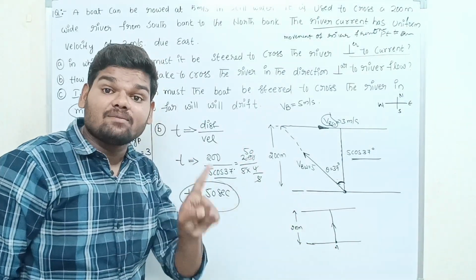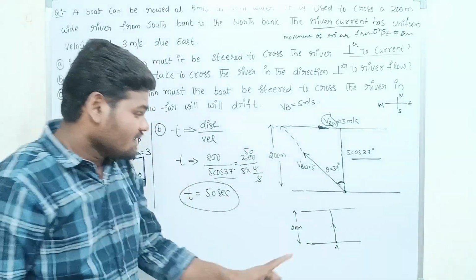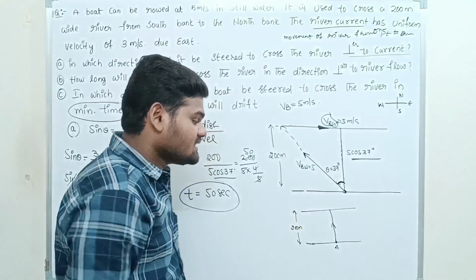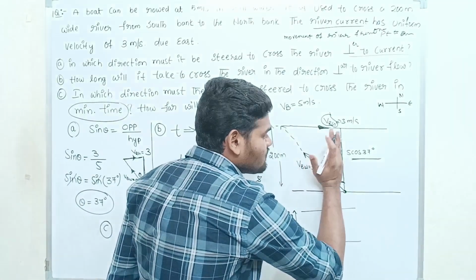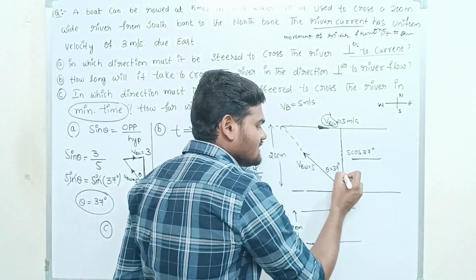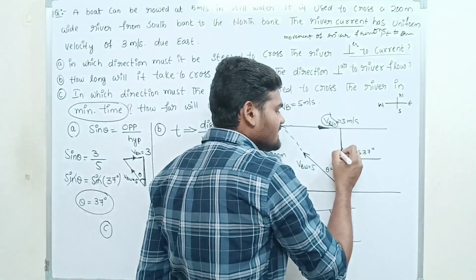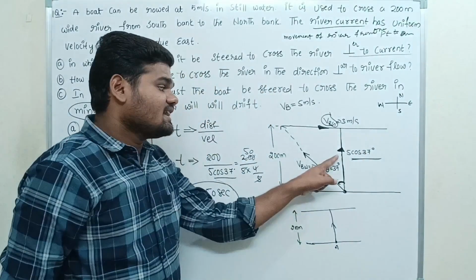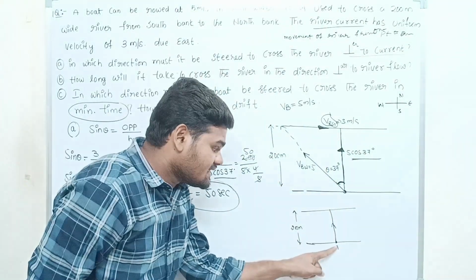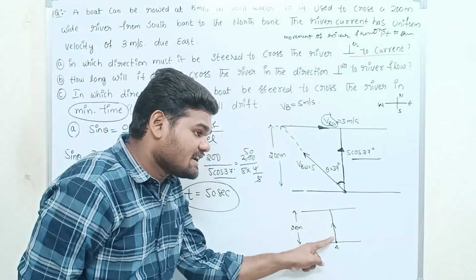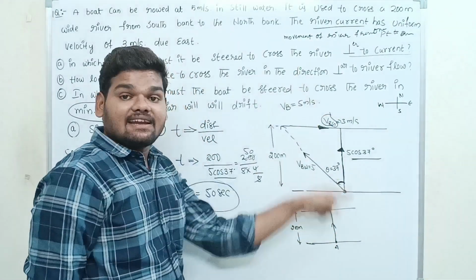Then it takes minimum time. So here we have theta equals 37 degrees. If the boat moves in a straight line path, then it takes minimum time. So what is the direction of the boat along this straight line path?